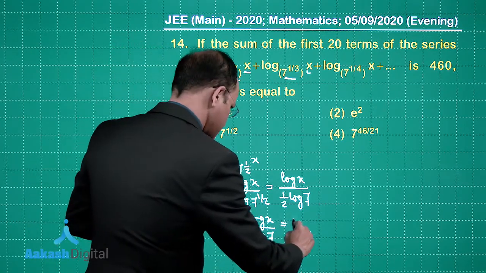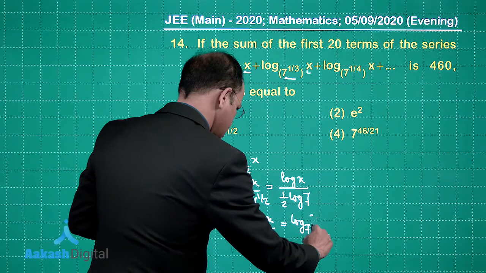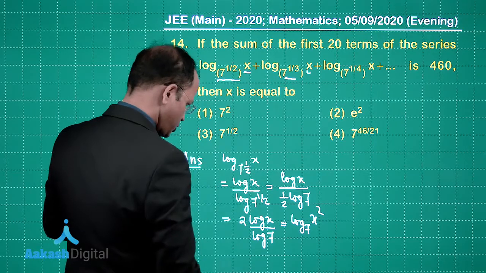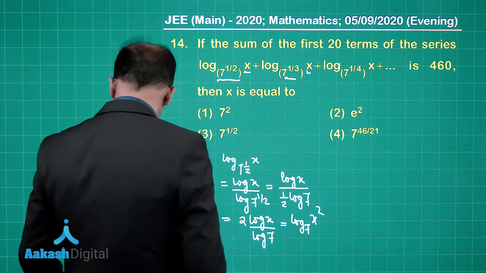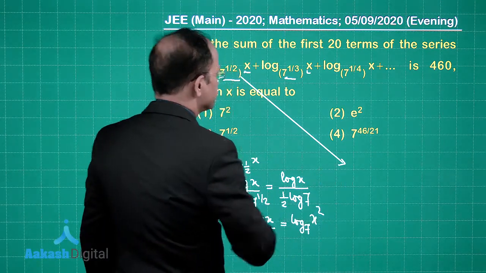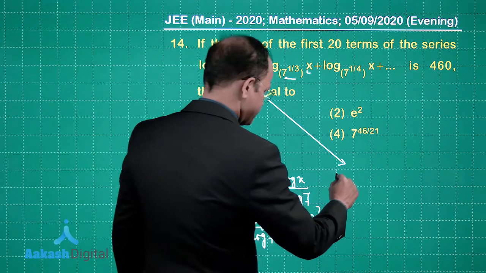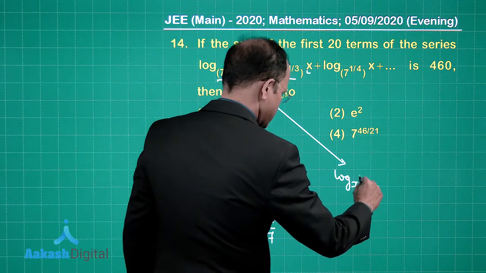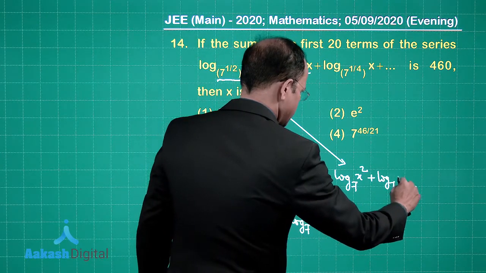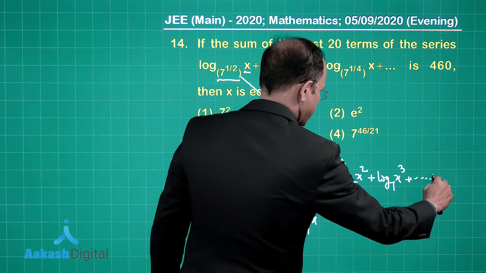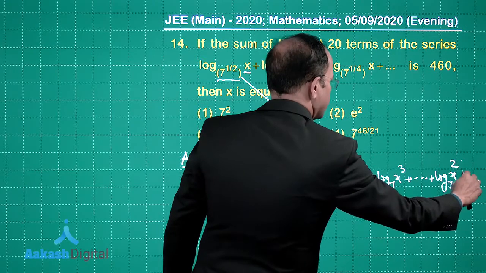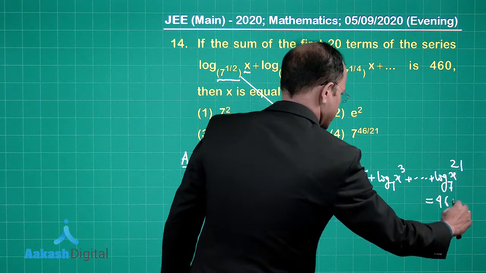Now this can be written as log base 7, and this is x square we have. So the first term is coming out to be log base 7 x square. Similarly, we can write log base 7 x cube. Similarly, we can write log base 7, and this is x raised to the power 21, which is equal to 460 we have.